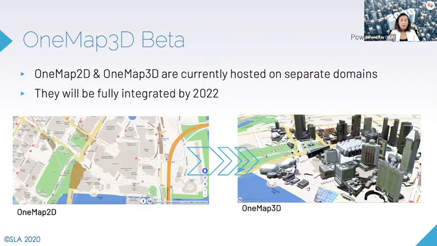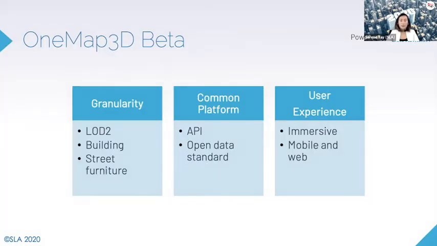Currently, ONEMAP2D and ONEMAP3D are hosted on separate domains. However, come 2022, they will be fully integrated. So the public can actually access both platforms with one single domain. Now, with this new platform, we aim to provide sufficient details such as LOD2 models, buildings, and street furniture. And also, ONEMAP3D is available on common platforms such as via API and open data standard. We also aim to provide immersive experience for our mobile and web platforms.